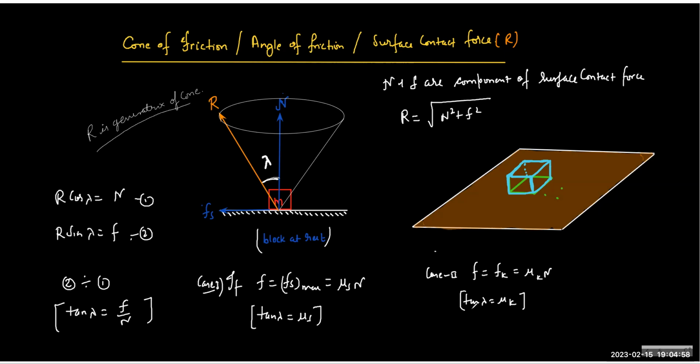Once again, let me tell you, when the surface contact force reaches the maximum value, the tan lambda becomes mu s, or you can say the lambda is tan inverse mu s, the way you want to say. So this tan lambda equals mu s is very interesting because it always happens whenever there is a maximum surface contact force. So what is R max? So R max will be how much? Any guess?